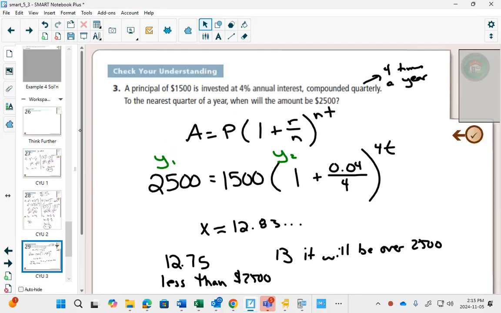Okay, questions for practice on this one? 12 and 13.